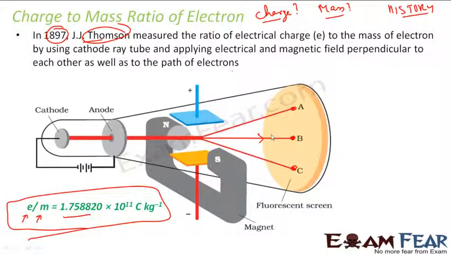So initially the electron went and struck at B. He applied electric field, it went at A. Then the electric field is gone now, and he applied magnetic field only. The electrons hit at C. Then he applied both electric field and magnetic field. You see, this is electric field and this is magnetic field, right? He applied both electric and magnetic field and he balanced in such a way that both cancel each other and the electron hit the point B. And then with that calculation, he found e by m ratio.